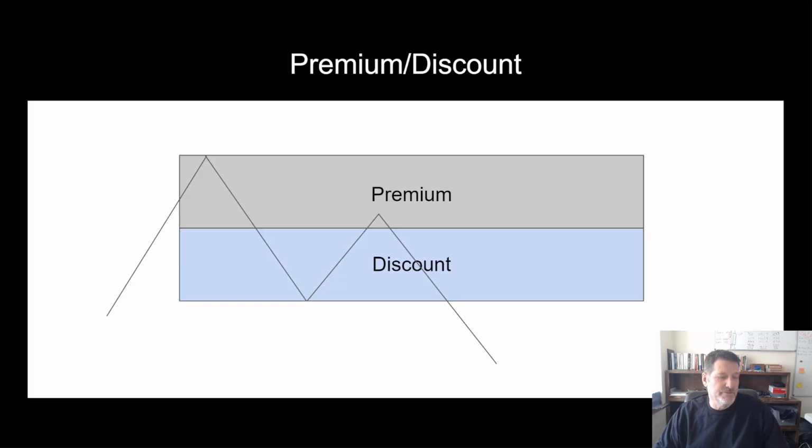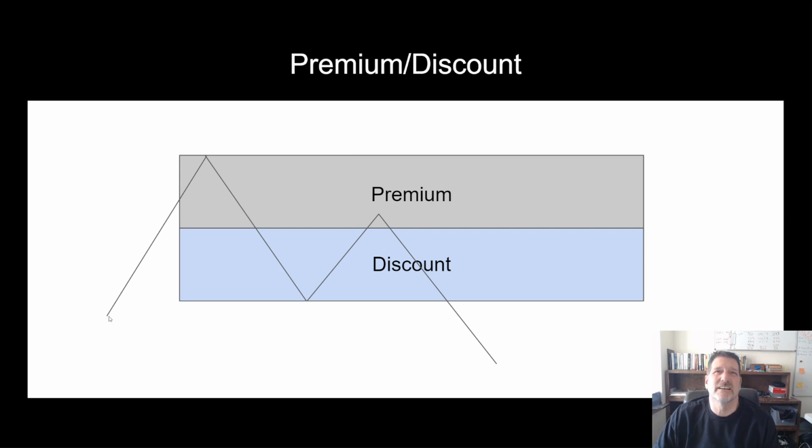So a really simple diagram to start off with is we have two areas, premium and discount. The line in between is equilibrium. Above that is premium. That's the best place to be selling when you're wanting to go short. And the discount is below, where you want to be buying when you're taking a long position.